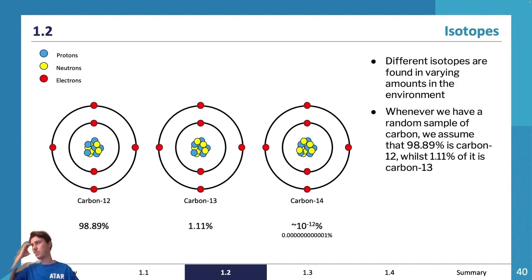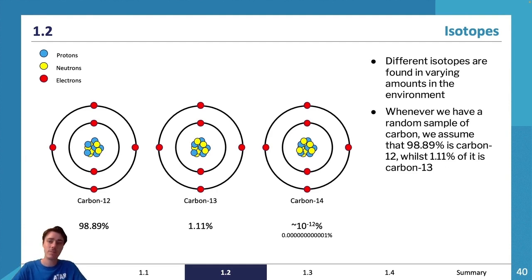So different isotopes are found in varying amounts. As you can see here, these are the exact percentages I was looking for. We assume that about 98.9%, it wasn't 99% but close to, of carbon is carbon-12, whilst 1.11% of it is carbon-13. And then, as I said here, carbon-14 is such a small percentage, I thought it was like 0.1, but maybe it's way, way less, because it just barely exists.